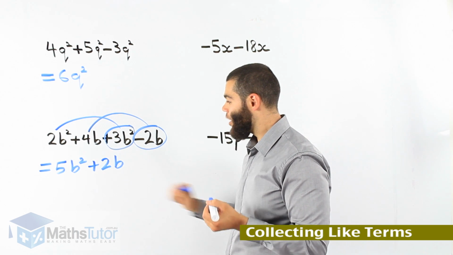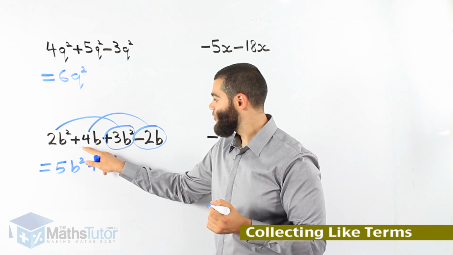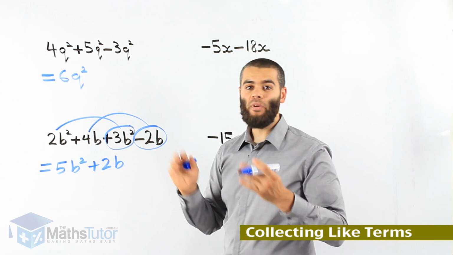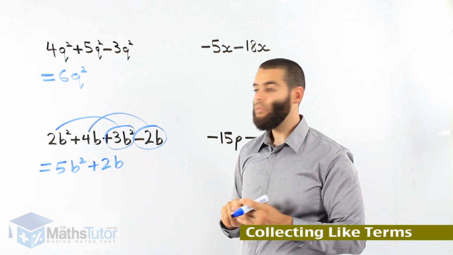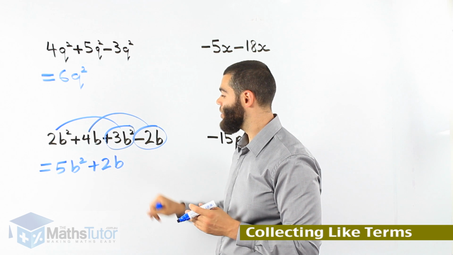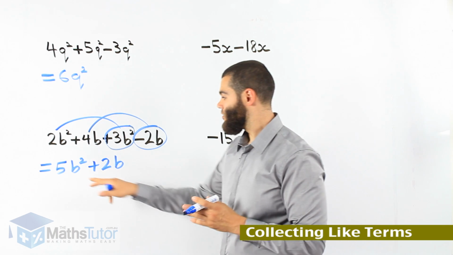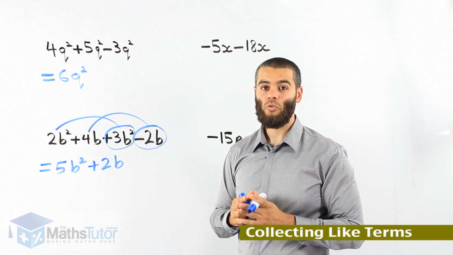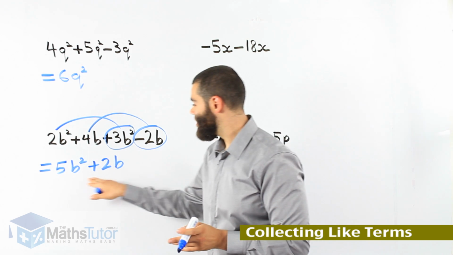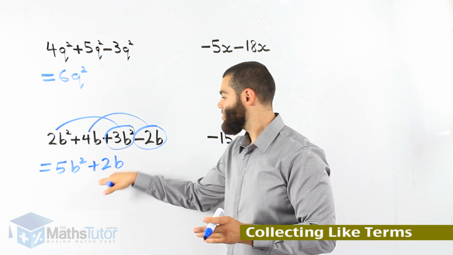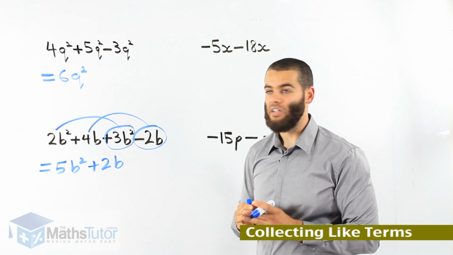Sometimes students think, okay, what sign do I put? Well, if you're doing 4b, you have 4 bananas. Take away 2 bananas. You're left with 2 bananas, 2b. So 2b, it's a positive 2b. So 5b squared plus 2b is our final answer. Can we go any further? No, we can't, because these are not like terms. This is our final solution.